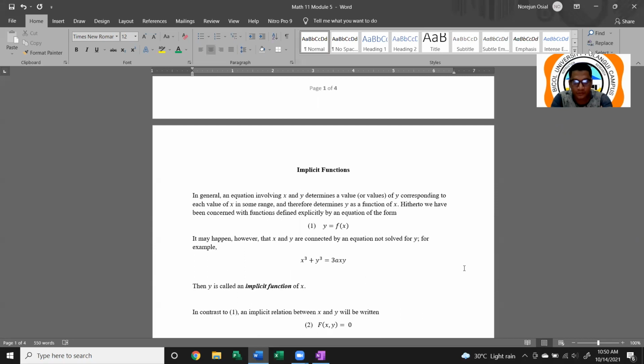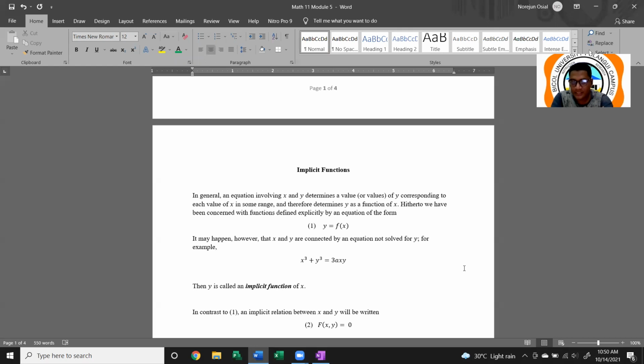Hitherto, we have been concerned with functions defined explicitly by an equation of the form y equals f of x. So this form in equation 1 is an explicit function because y is expressed explicitly as a function of x. So you can isolate y on the left side, and then the right side contains only the independent variable x.